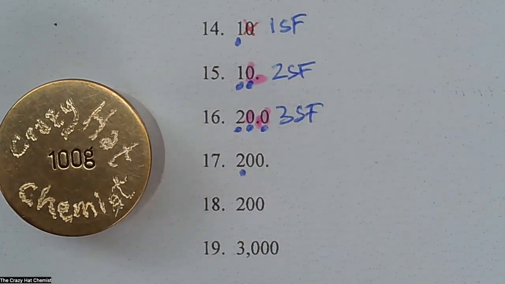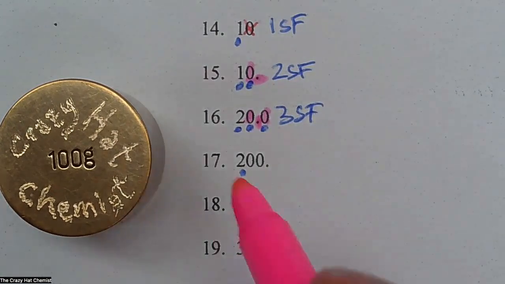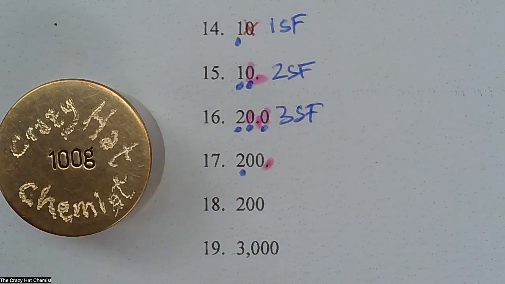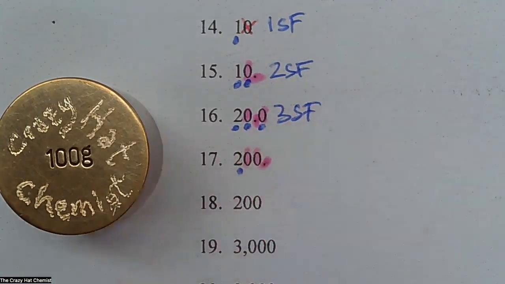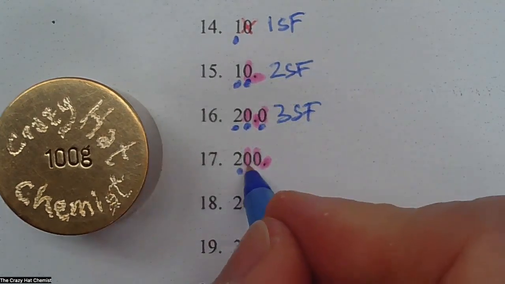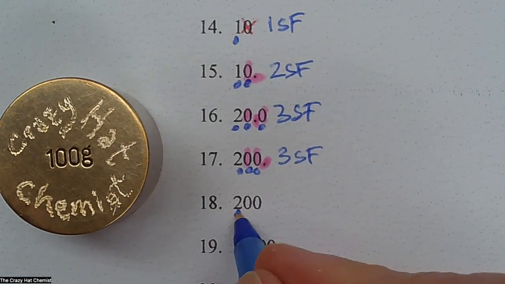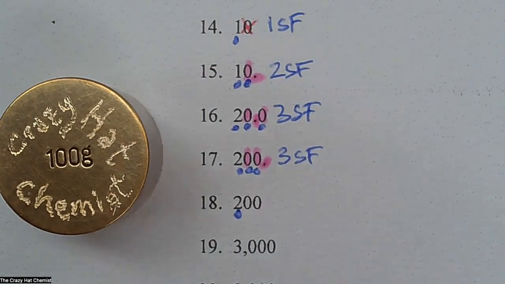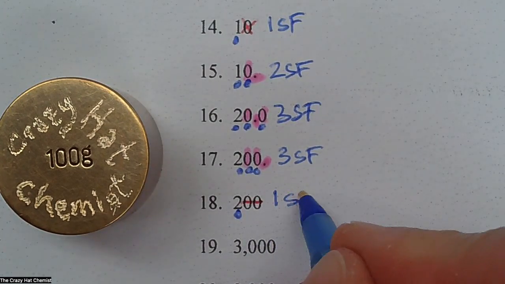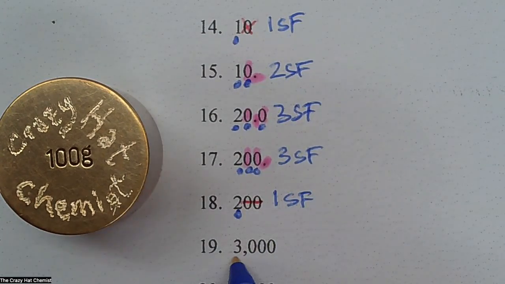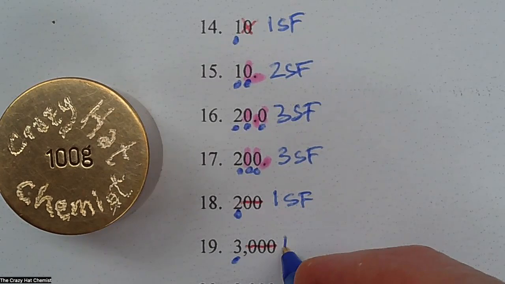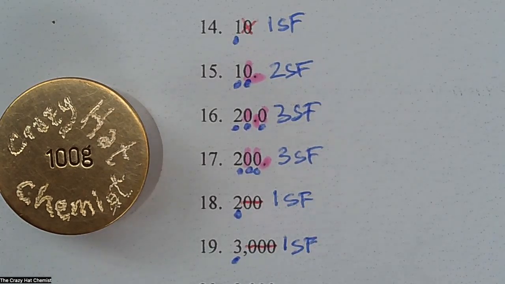Non-zero integers always count, and there is a decimal in the number. So these are trailing zeros with a decimal in the number. They count. That's 3 significant figures. Non-zero integers always count. These are trailing zeros without a decimal. They do not count. Non-zero integers always count. These are trailing zeros without a decimal. They do not count. 1 significant figure.